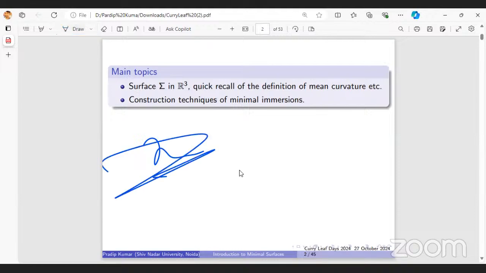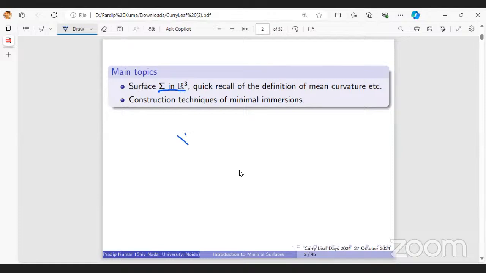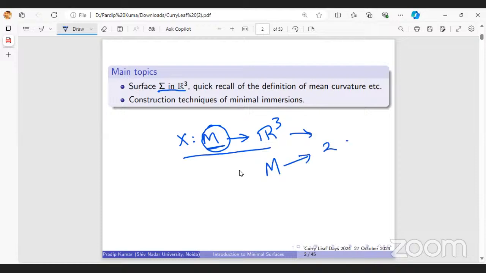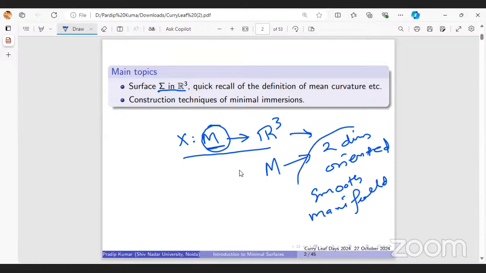Okay, now I think this pen is working. So what I'm trying to say is, surface sigma in R3. Basically, I will be interested in a map which takes a topological surface to R3. This type of thing we will call a surface in R3. I will define it precisely, but I'm assuming that all of you know what we mean by a two-dimensional oriented smooth manifold.